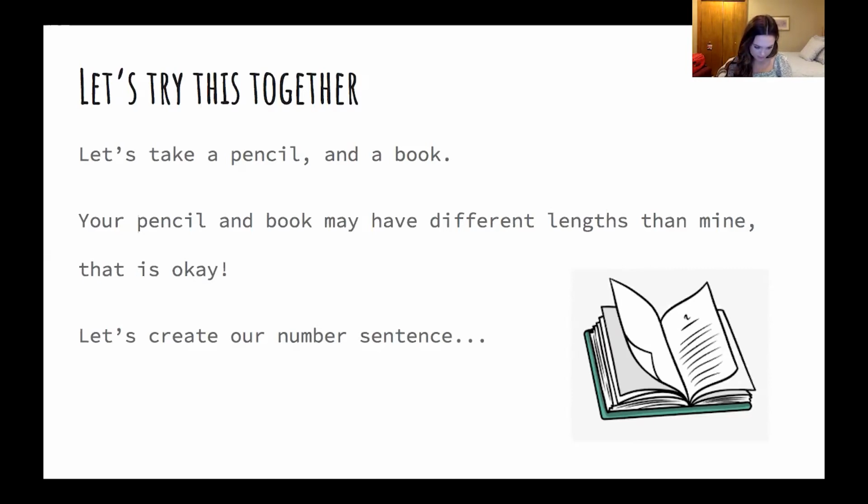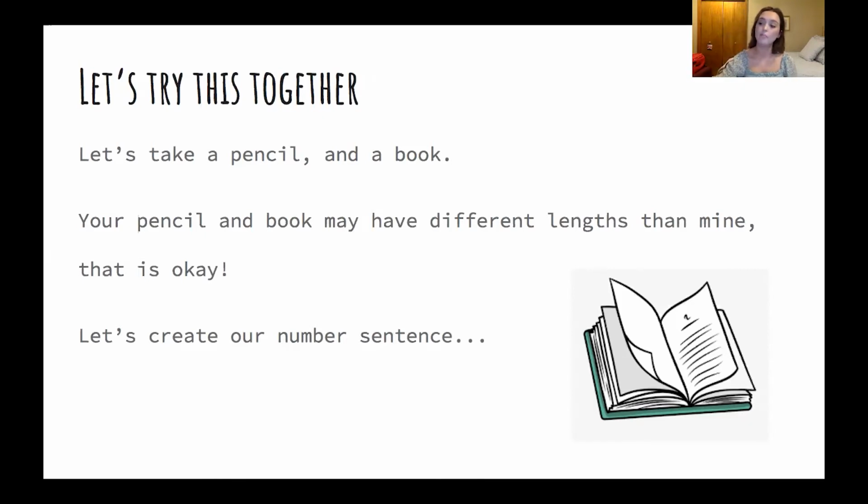All right. Okay. My pencil, I'm going to try and show you guys. It's so hard to line up when I'm holding it up. But my pencil is 6.5 inches. So I'm going to take my marker and write that down. Pencil is 6.5 inches.